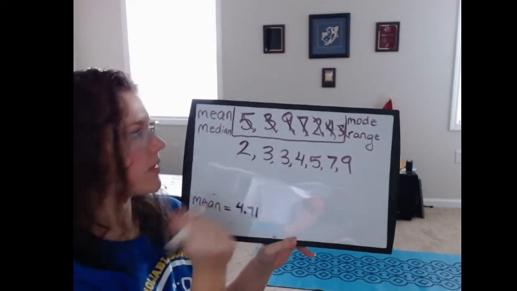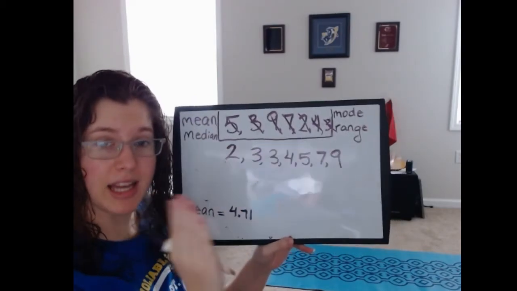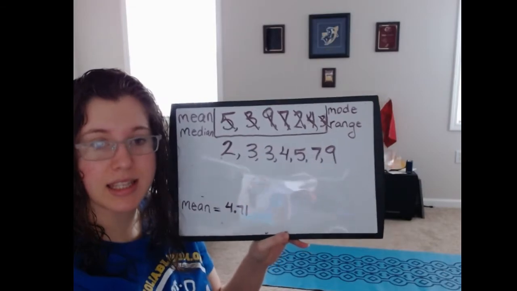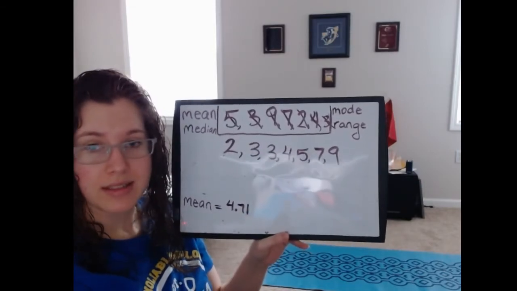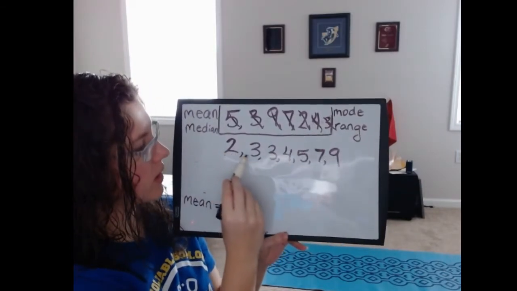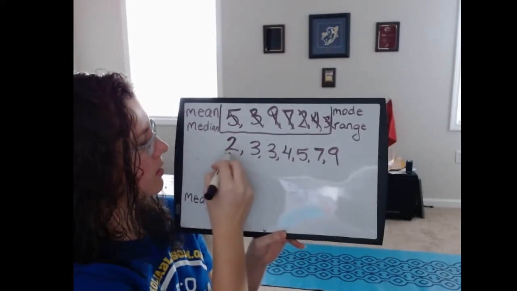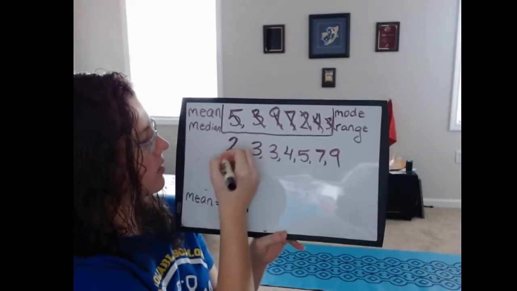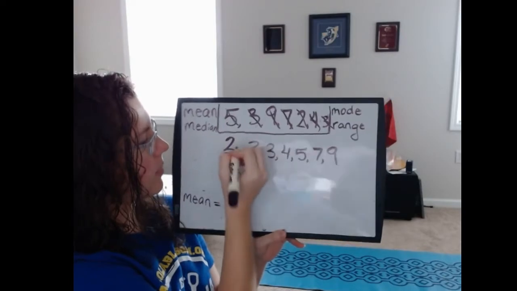Done with that. Median, that's the number smack dab in the middle. Median is like the word medium, so think of the middle. So we just find the number that's in the middle. I'm going to make a mark by each number.